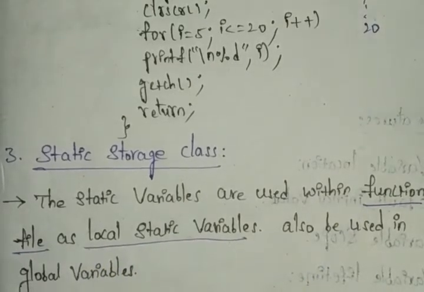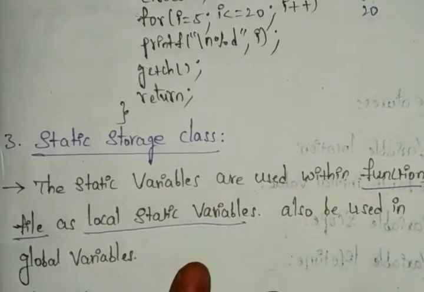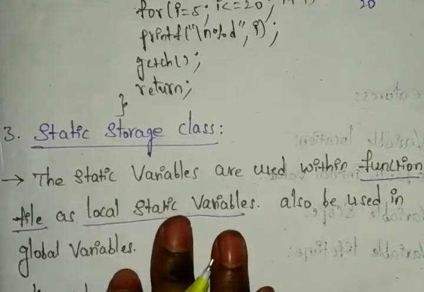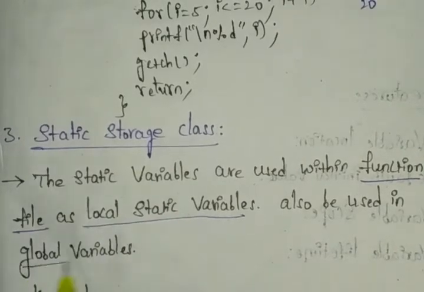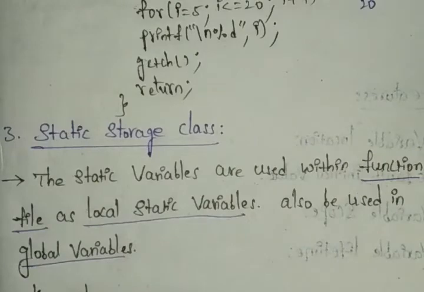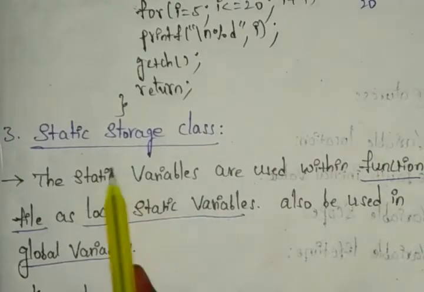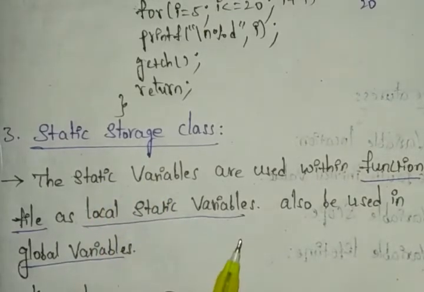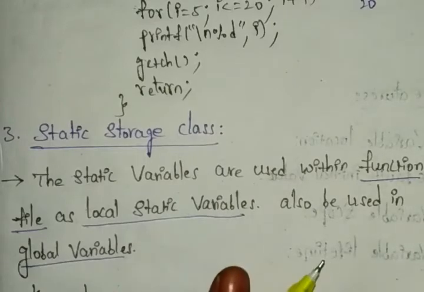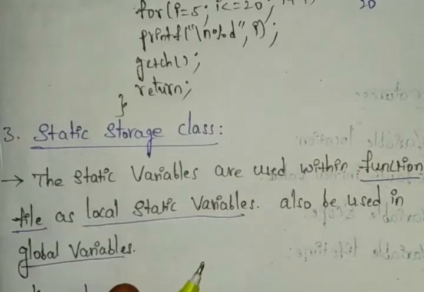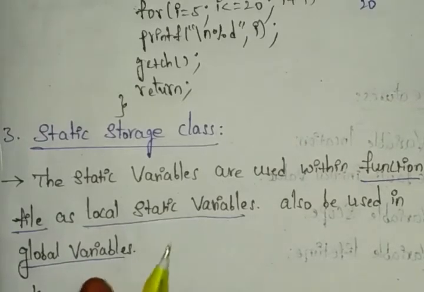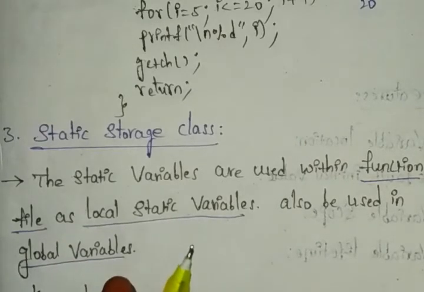Not only local static variables, the static storage class is also used for global variables. Normally you can see auto and register only perform on local variables. The static storage class has the advantage that we can use it in local, or else in global also. Local means inside of the function, global means outside of the function. It has two types.